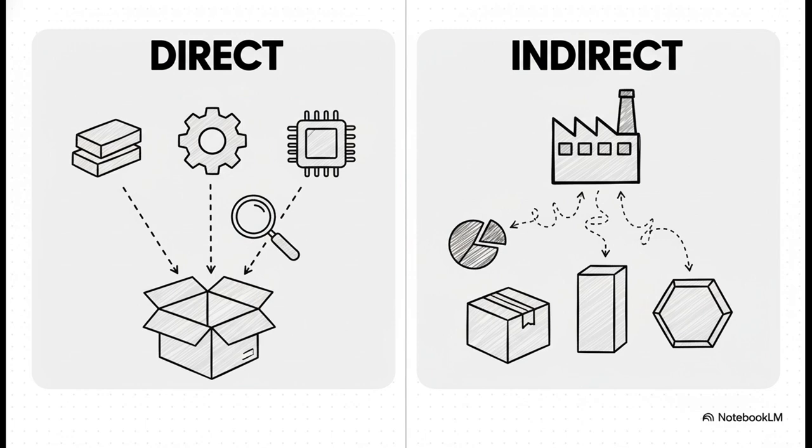Now, a cost object can be anything, really. A product like a single car, a service like preparing a legal case, or even an entire department. Basically, if you want to know what it costs, it's a cost object. Now, an indirect cost, it's just the opposite. It supports multiple things all at once, so you can't trace it. Instead, you have to allocate it, which is really just a fancy way of saying you have to find a logical way to spread that cost around.